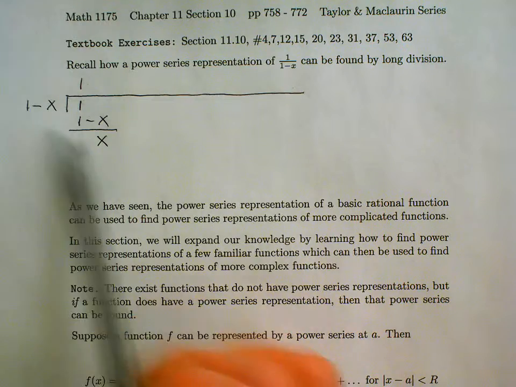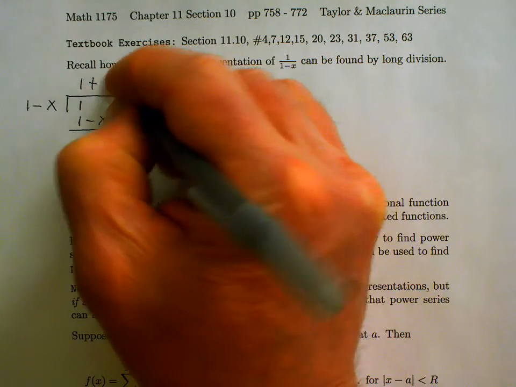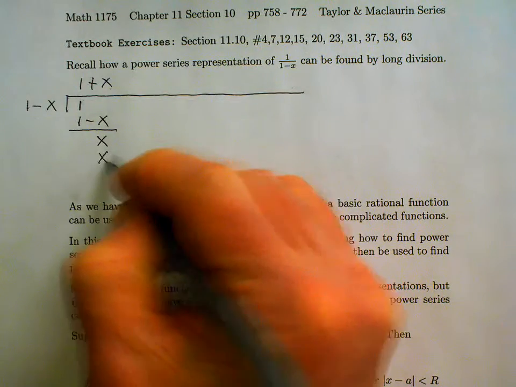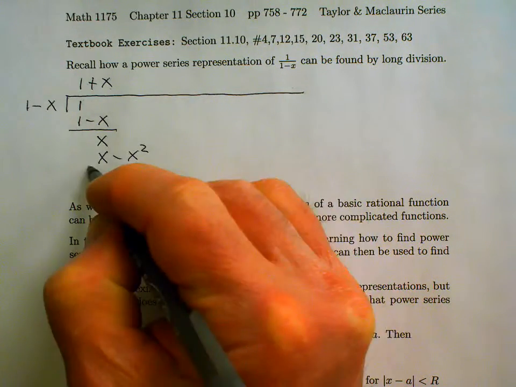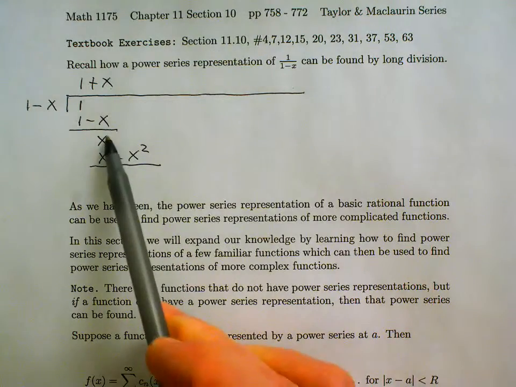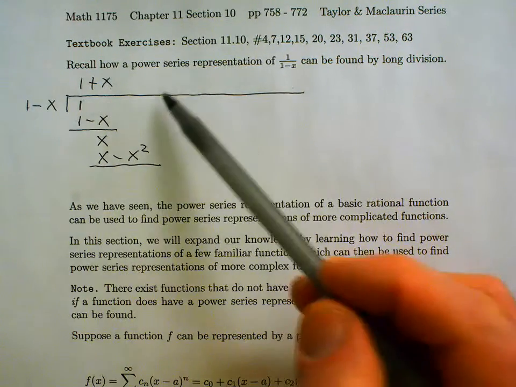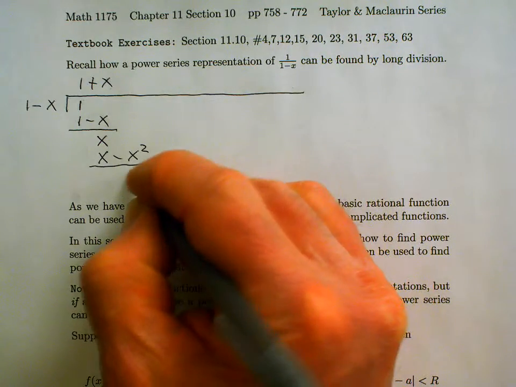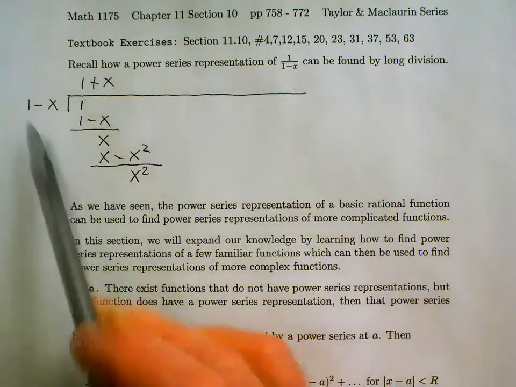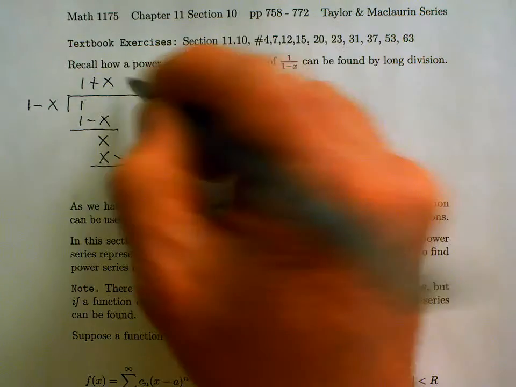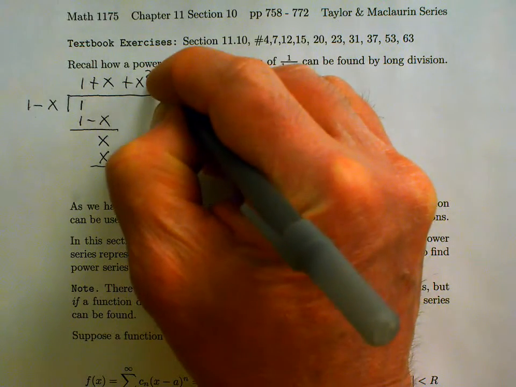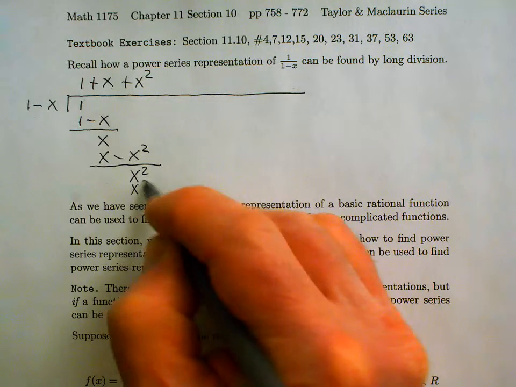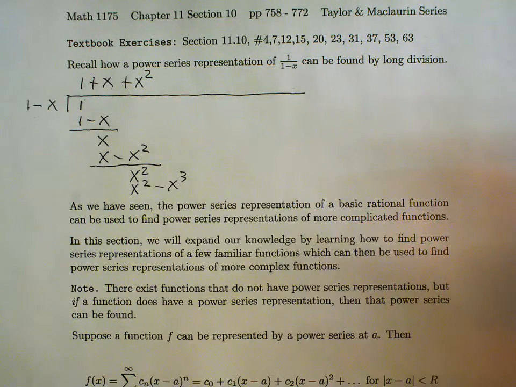1 goes into x, x times. Then x times the divisor is x minus x squared. And then we subtract. x minus x is 0. 0 minus negative x squared is 0 plus x squared, or x squared. And then 1 goes into x squared, x squared times. And then x squared times the divisor, x squared minus x to the third, and so on.